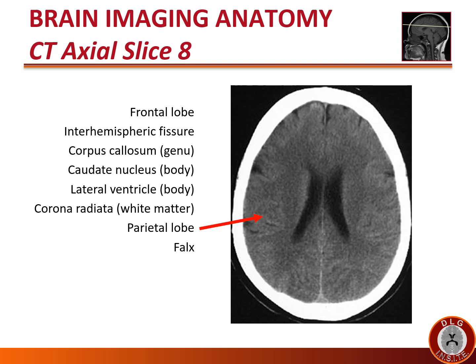At this level, the posterior part of the brain is the parietal lobe. We are now too rostral to see the occipital lobe. Once again, we see the hyperdense dural falx separating the two cerebral hemispheres.